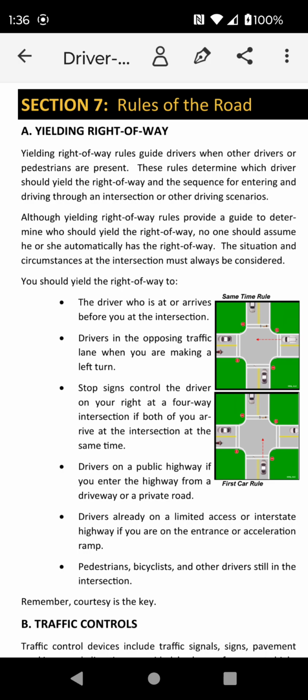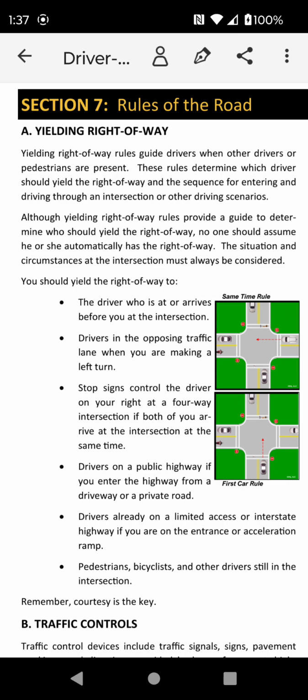Yielding right of way. Yielding right of way rules guide drivers when other drivers or pedestrians are present. These rules determine which driver should yield the right of way and the sequence for entering and driving through an intersection or other driving scenarios.